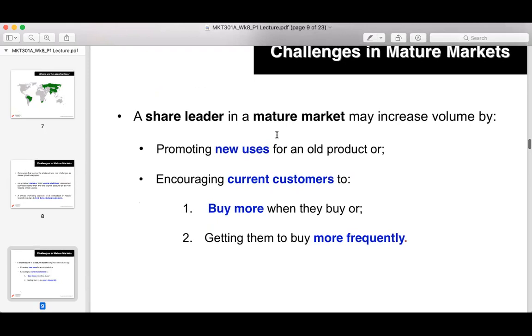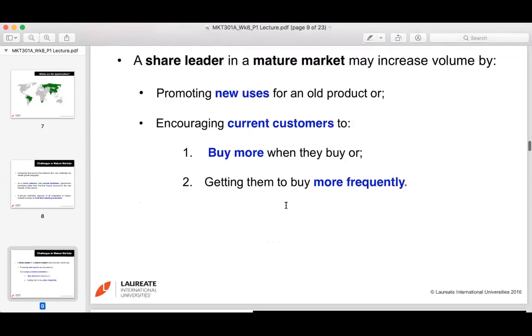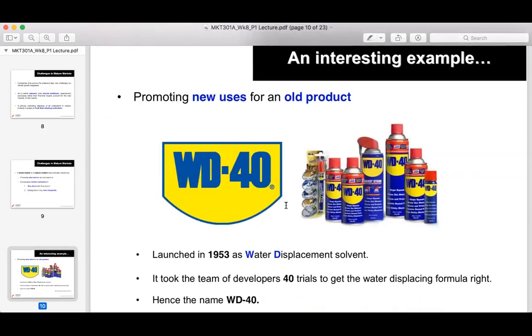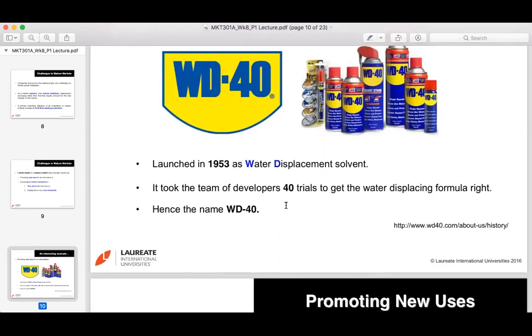If we are in the market leadership position, what we do is to develop new uses of the existing product or encourage customers to buy more or buy more frequently. A toothpaste category used to run a campaign to encourage the customers to use it 3 times. This is some interesting examples of uses for an old product such as WD-40.